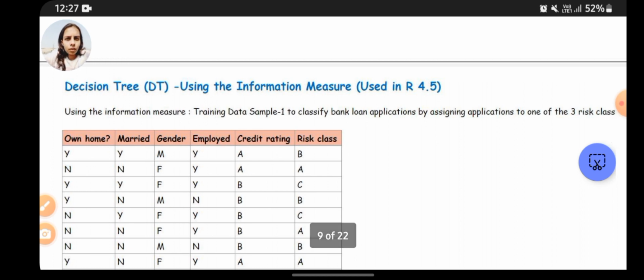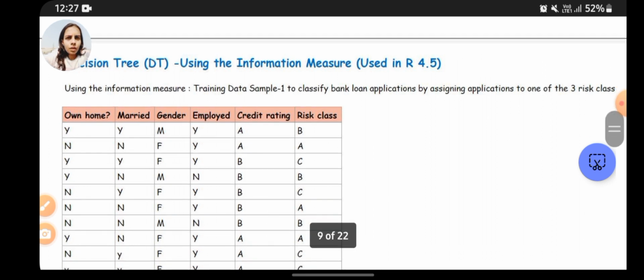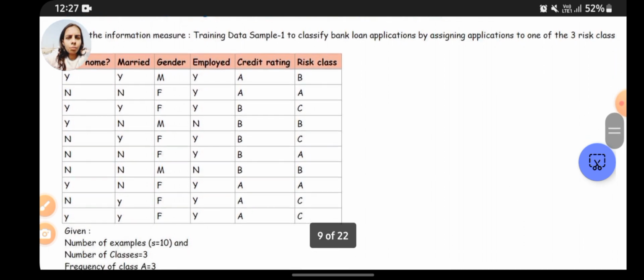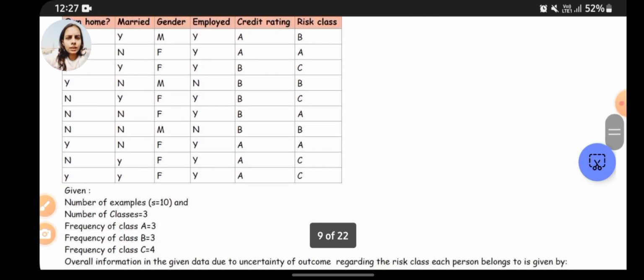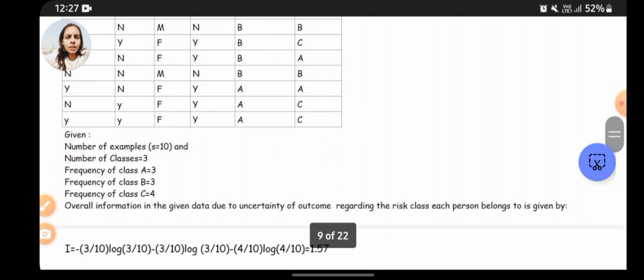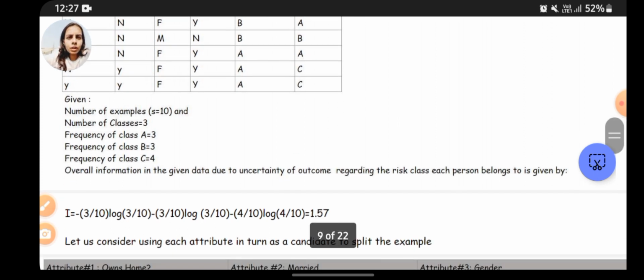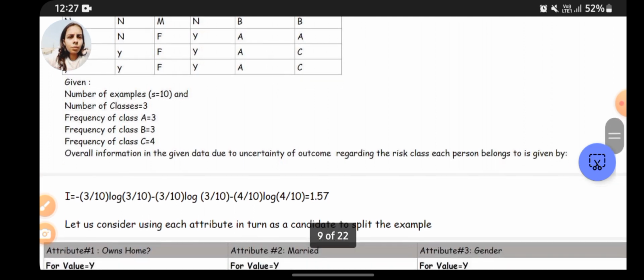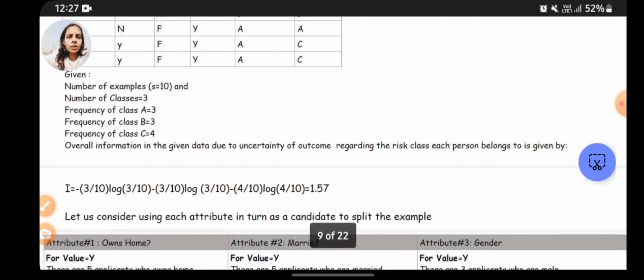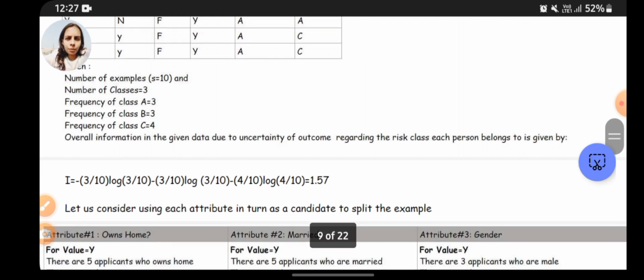Decision tree, also called DT, using the information measure and training data sample 1 to classify bank loan applications into one of 3 risk classes. Given the number of examples S is equal to 10 and the number of classes is equal to 3. Frequency of class A is equal to 3, frequency of class B is equal to 3, frequency of class C is equal to 4. The overall information in the given data, due to uncertainty of the outcome, is the risk class of each person, given by the entropy formula.